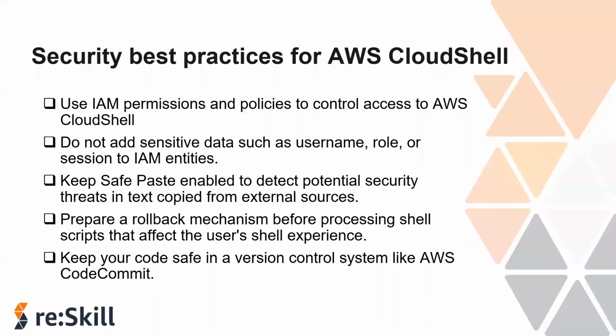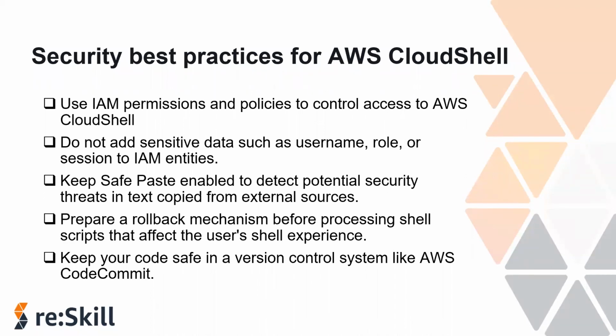Now let's see the security best practices for AWS CloudShell. First thing is we need to use IAM permissions and policies to control access to AWS CloudShell so that we get granular access, like uploading or downloading of files can be restricted. And then you should not add sensitive data such as username, role, or session to IAM entities. Third one is we need to have Safe Paste enabled so that it will detect potential security threats when copying data or text from external sources.